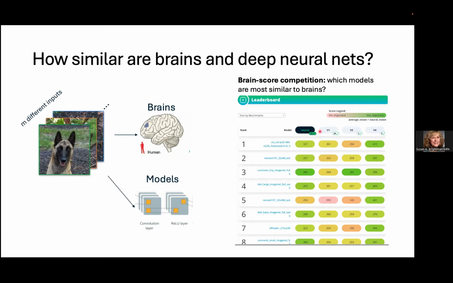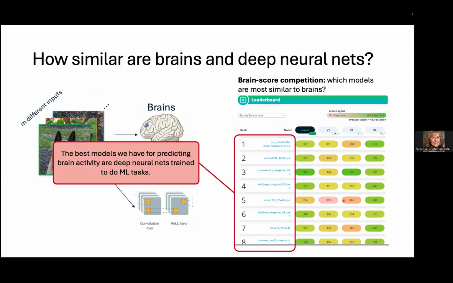So this is a screenshot from this BrainScore site that shows V1, V2, and V4. These are different stages of visual processing in the brain. And we can score how well each of these models predicts neural activity in these areas of the brain. And we can rank these models by how well they do at predicting brain activity. And what's really interesting is that the top models in this competition are machine learning models. These are models that were trained to do visual categorization tasks or visual segmentation tasks, or maybe visual self-supervised learning, contrastive learning style tasks.